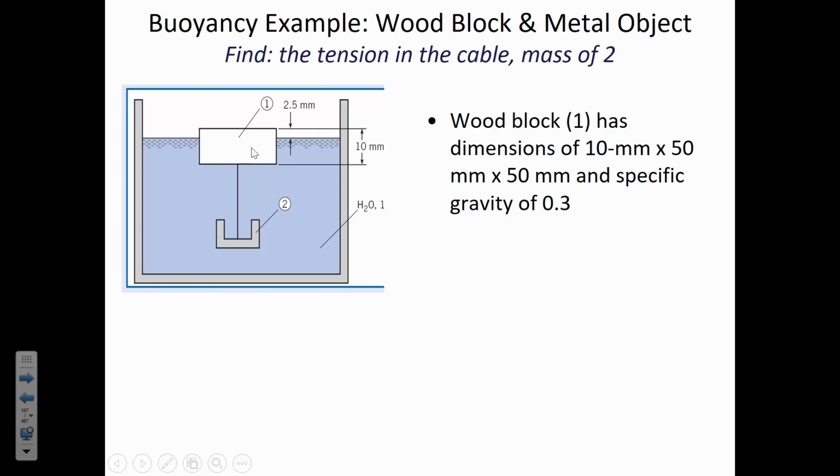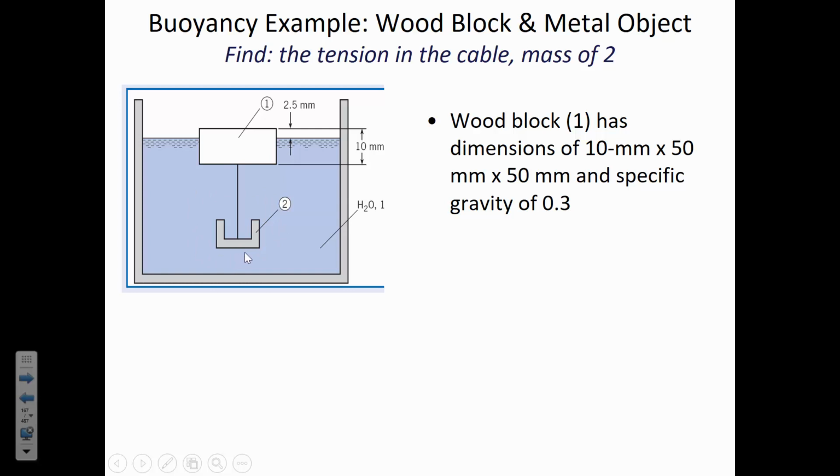So we know that it's more submerged than it ordinarily would be. If the specific gravity is 0.3, if it wasn't connected to anything else, then it would be 3 millimeters out of 10 that it's submerged. But right now, it's submerged 7.5 millimeters out of 10. So it's more fully submerged than it normally would be because of this extra weight dragging it down.